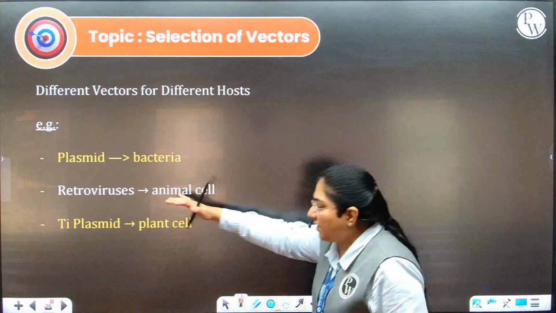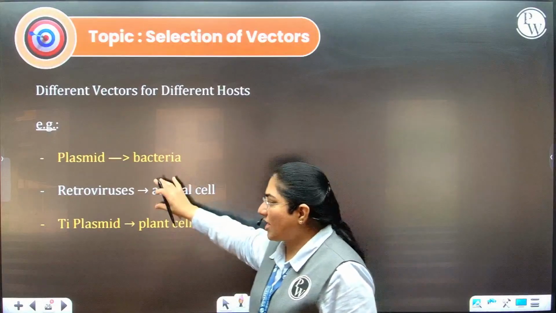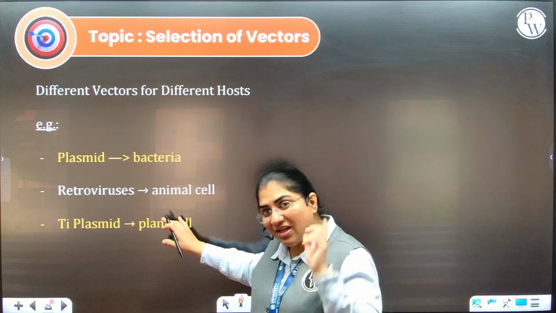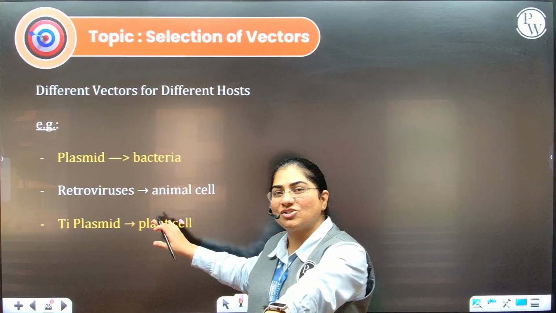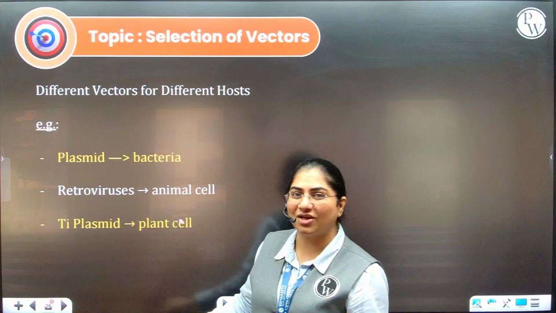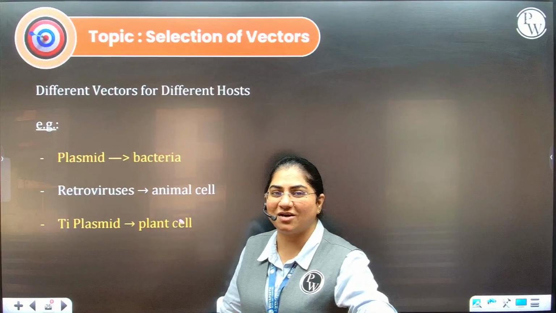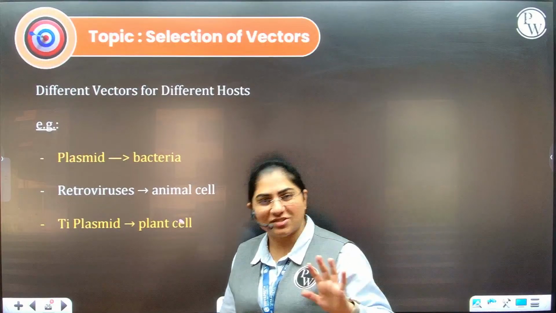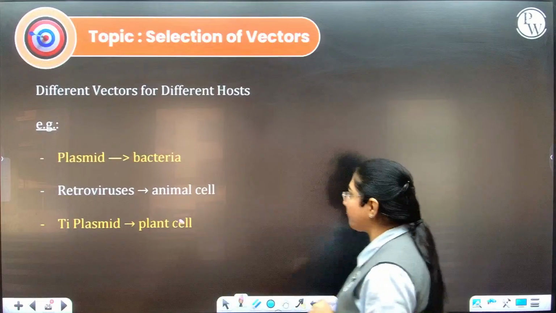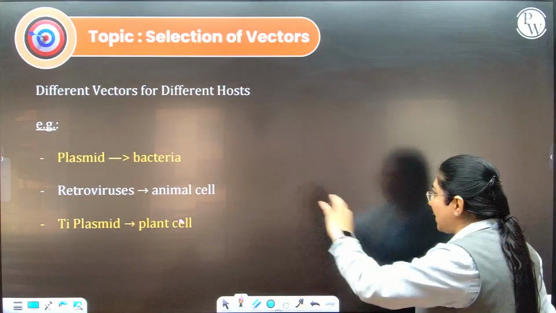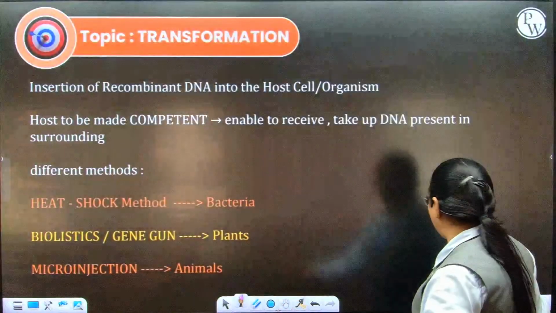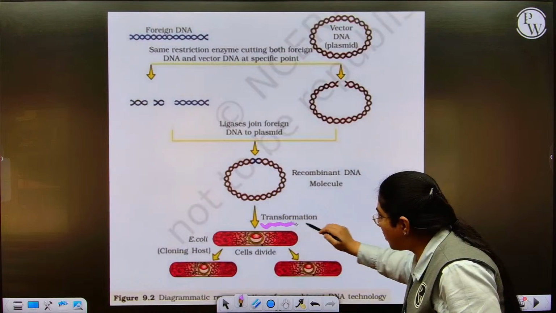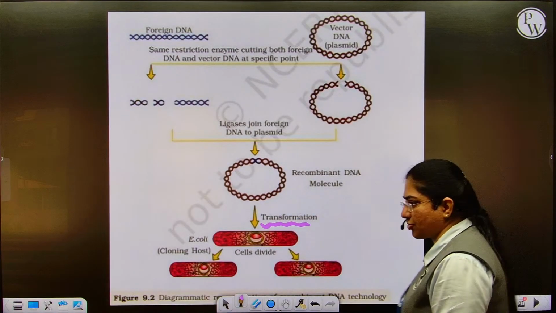Okay, so retrovirus for animal cells and Ti plasmid for plant cells will incorporate the gene of interest that I want into the host genome, and the host genome's genotype, thereby the phenotype, will change, and it will produce products that I need and that I wanted to produce. Isn't that exciting? Okay. So once I have done that, I will have to now introduce it into the host cell by the process called transformation.